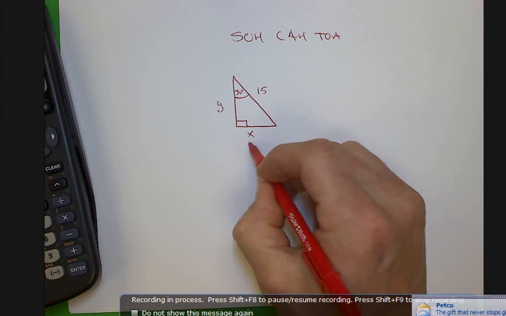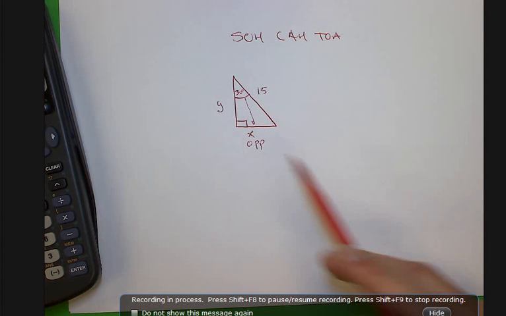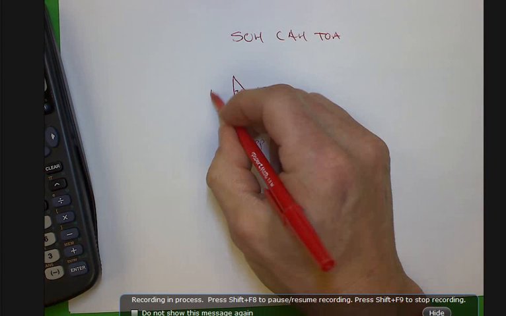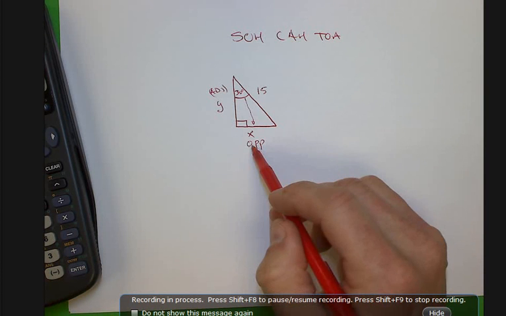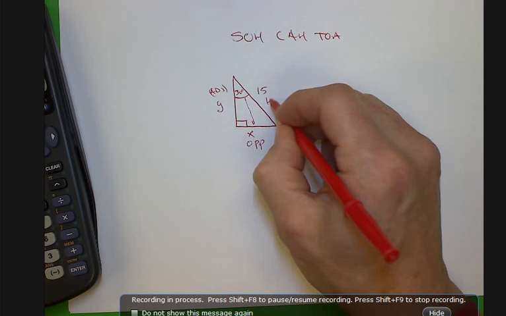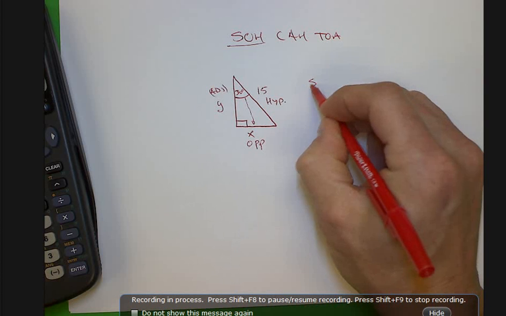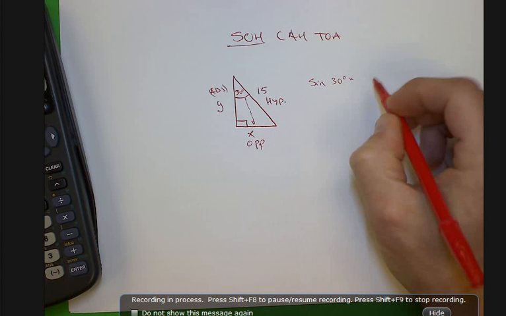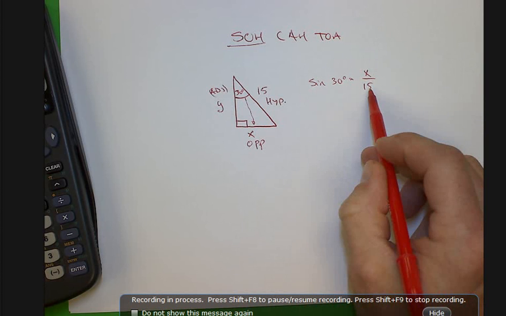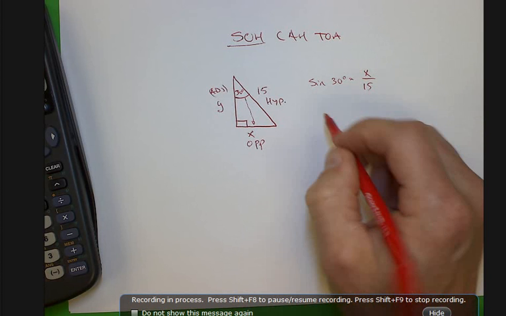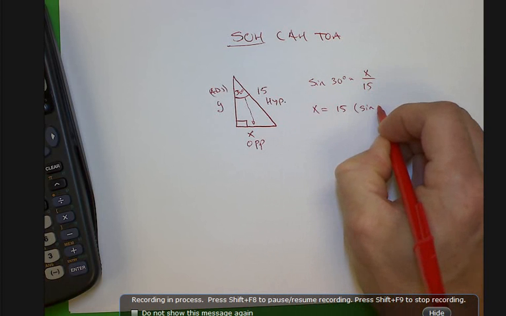This is my opposite. Now notice it's opposite because it's opposite the 30-degree angle. Everything's in perspective of the 30-degree angle. And this is my adjacent. And so if I wanted to find x first, I'm going to use opposite, and of course this is the hypotenuse. Opposite and hypotenuse, that's sine. So the sine of 30 degrees is equal to x, opposite, over hypotenuse 15. In this case, since 15 is in the denominator, I could just multiply. So I'm just going to say x is equal to 15 times the sine of 30 degrees.